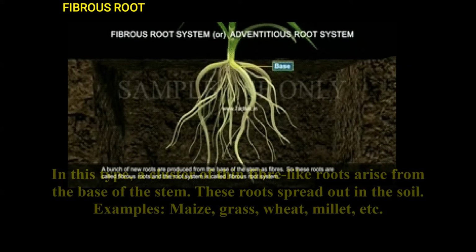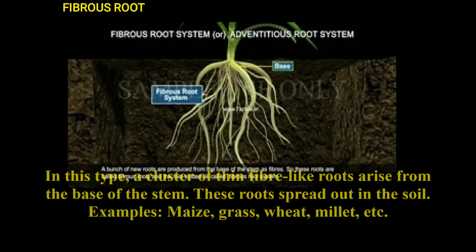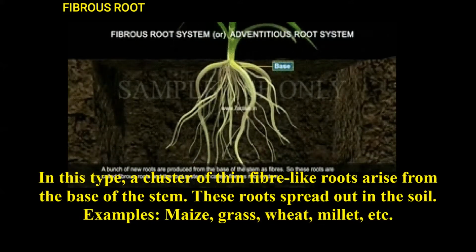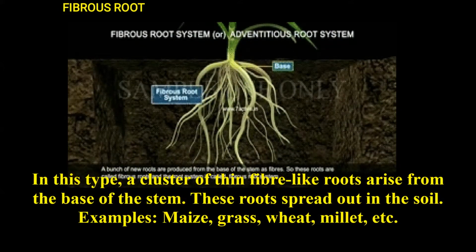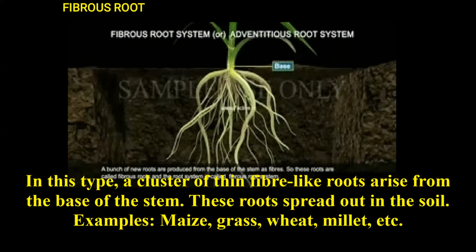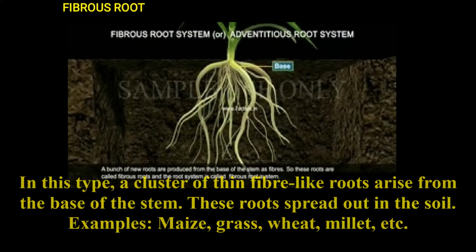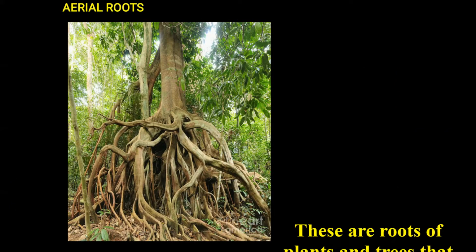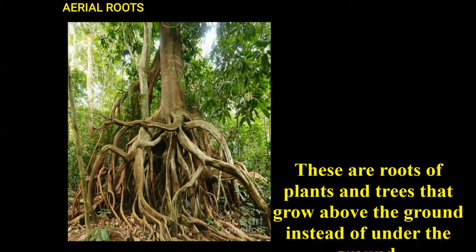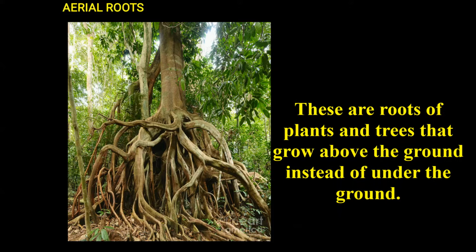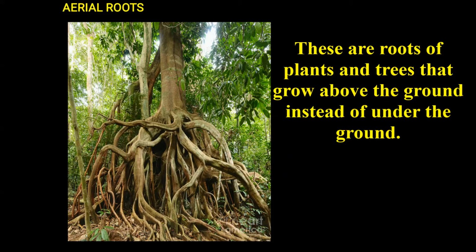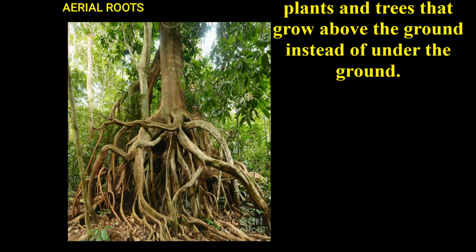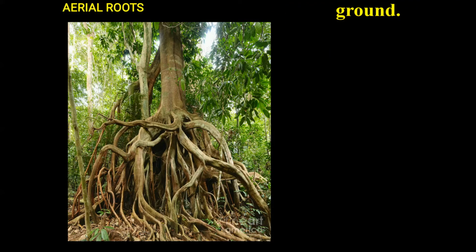Fibrous roots. In this type, a cluster of thin fiber-like roots arises from the base of the stem. These roots spread out in the soil. Examples of these roots are maize plant, grass, wheat, etc. Children, let us see what are aerial roots. Aerial roots means these are roots of plants and trees that grow above the ground instead of under the ground. Examples of these roots are banyan tree.